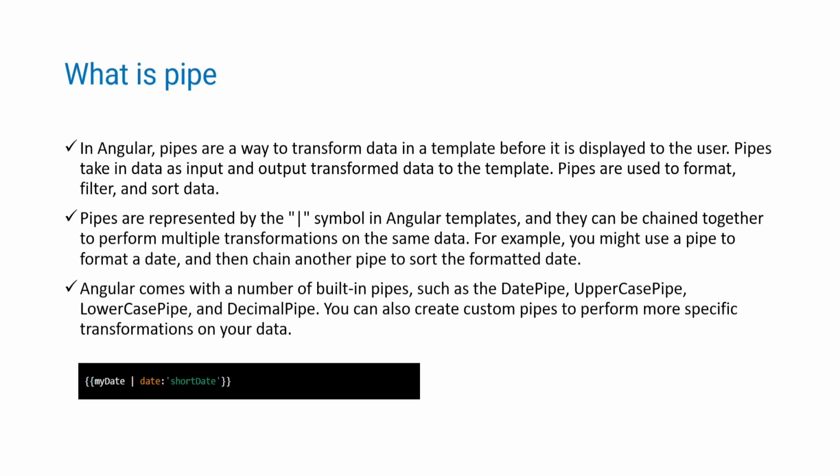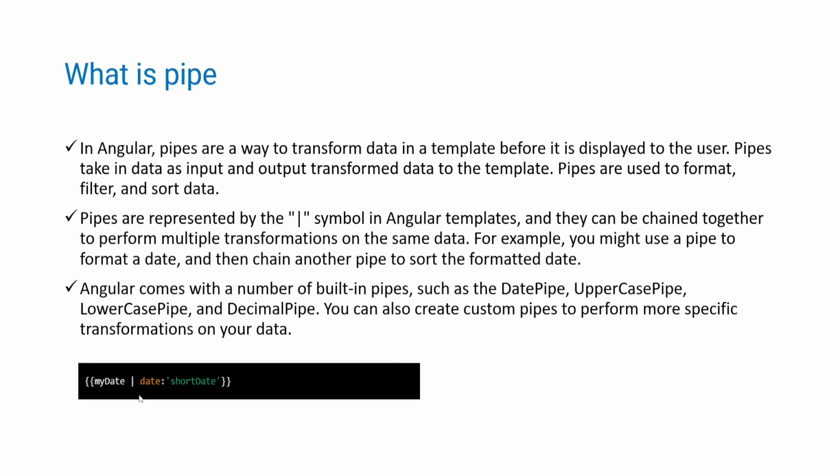Angular comes with some default built-in pipes such as the date pipe, lowercase, uppercase, converting decimal values, and converting from one currency to another. Those pipes are built into Angular, and to know more about which pipes are supported, you can go to the Angular documentation and find more information.